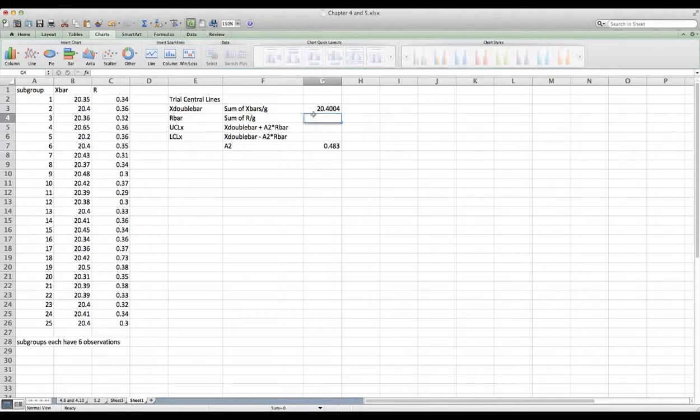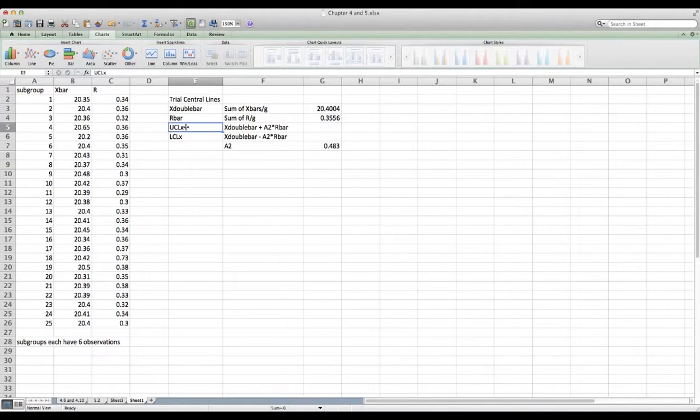Going to use a very similar process to calculate the R bar. Going to take the sum of all of these data, and I'm going to divide that by 25. Okay, check, check. Got 2 pieces of data so far.